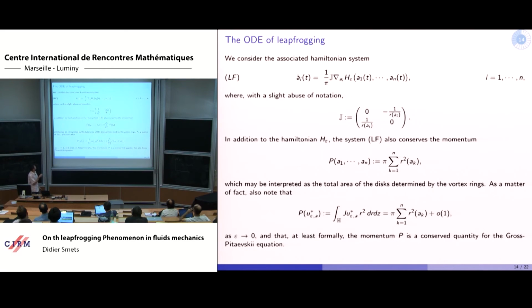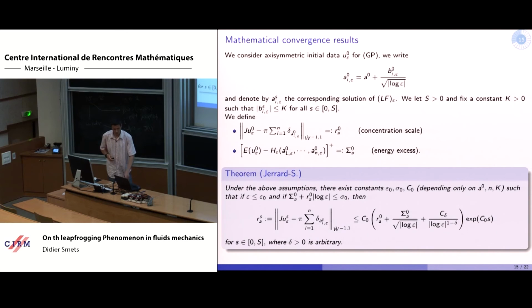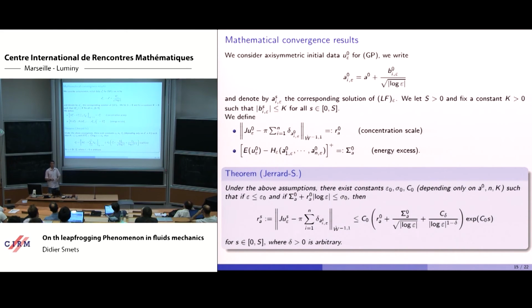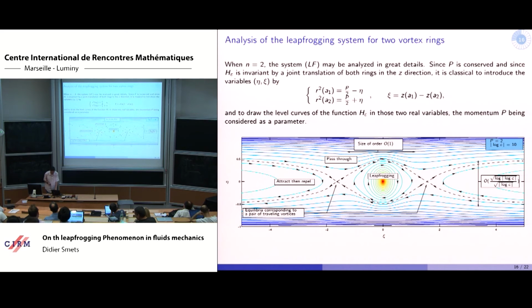So of this ODE here. So I take an initial data for the PDE. By assumption, it has some vortices. I let the vortices evolve by the ODE. I compare the solution of the PDE at time t with what would be just by moving the vortices with the ODE. And I can say that they are close in some mathematical norm. So this is what we call a mathematical justification of the leapfrogging phenomenon.